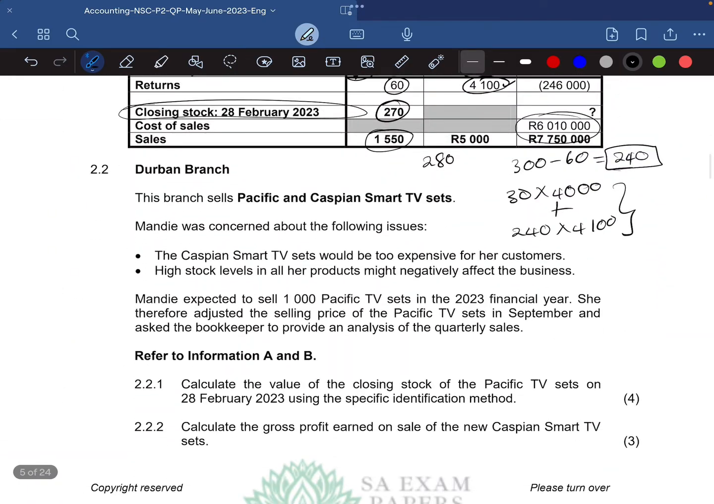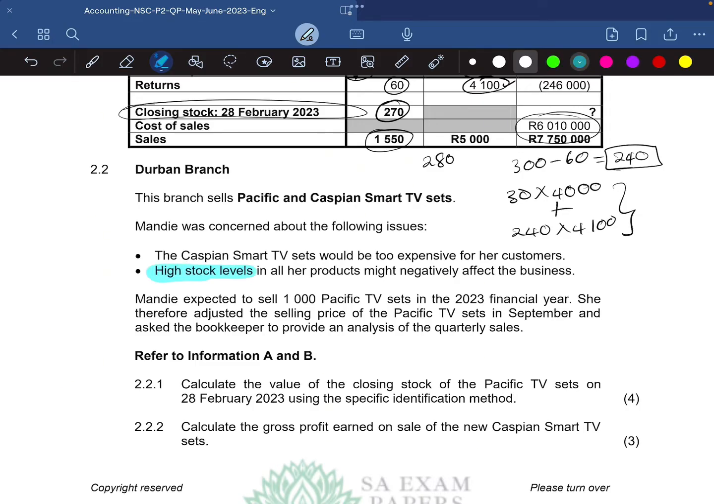So it says that Devon branch sells Pacific and Caspian smart TV sets. Mandy was concerned about the following issues. The Caspian smart TV sets would be too expensive for her customers. High stock levels in all her products might negatively affect the business. So she has high stock levels. Okay, we are noting that she has high stock levels.